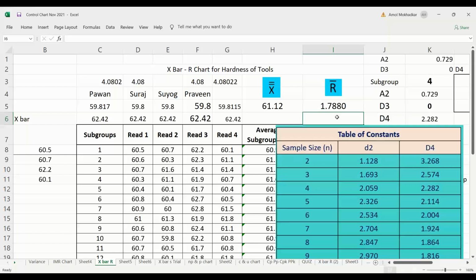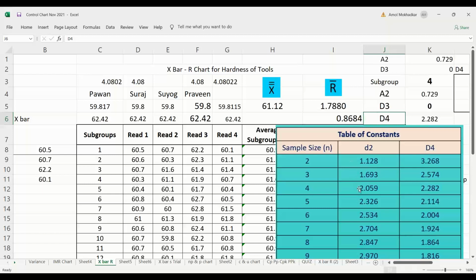Mr. Praveen Kumar says 0.8. So let me calculate. No, it's not 0.8. It's 0.8684. You are nearer to there. Maybe you might have not taken the right value. What is the value you have taken?